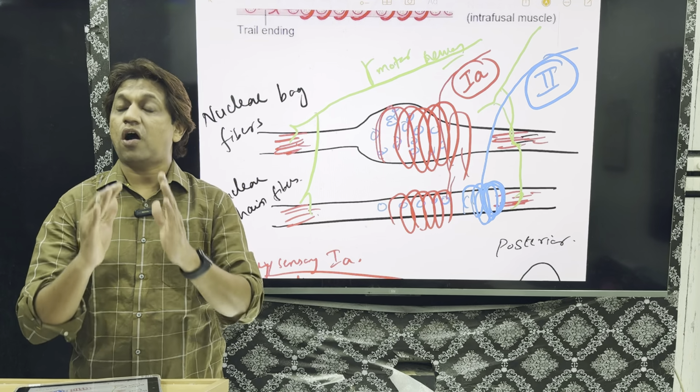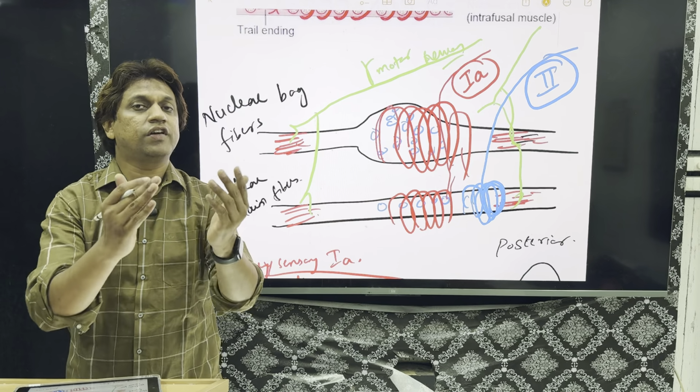Now, what is the stretch reflex, and how is this muscle spindle useful in the stretch reflex, we will discuss in the next video.